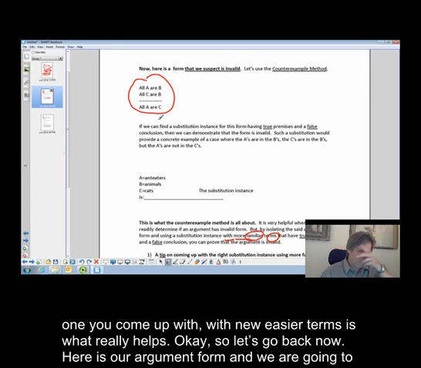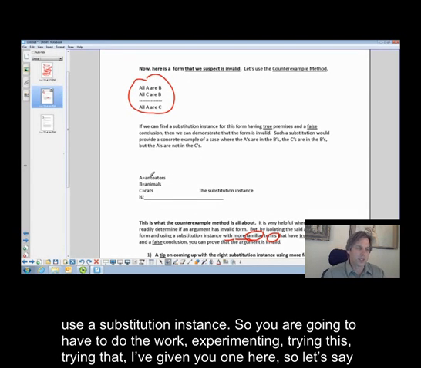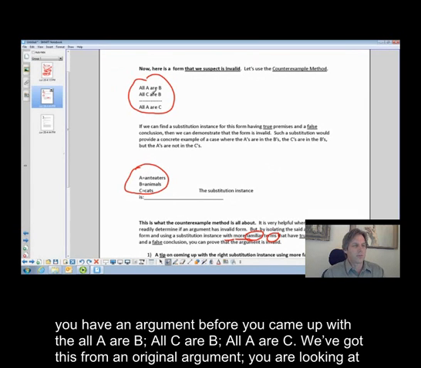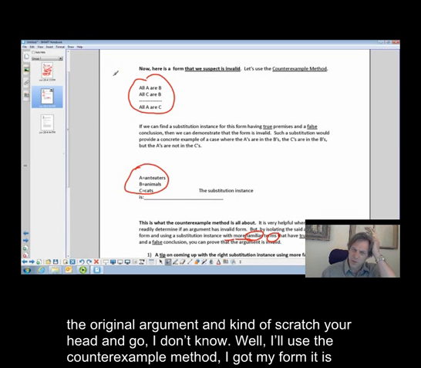Here's our argument form. And we're going to use a substitution instance. You're going to have to do the work of experimenting, trying this, trying that. I've given you one here. So let's say you have an argument before you came up with the all A or B, all C or B, all A or C. We've got this from an original argument. You're looking at the original argument, you kind of scratch your head and go, I don't know.